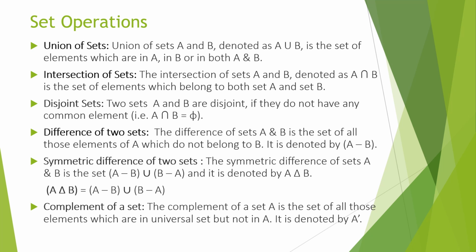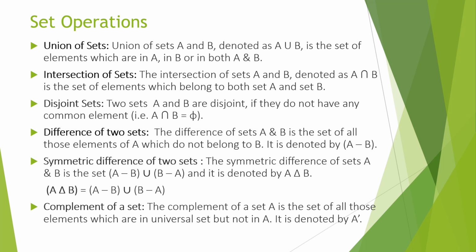Now there are some operations which are defined on sets. Remember, we are going to see all the examples for these concepts. So just now we are just defining the concepts. Union of sets: the union of two sets A and B is denoted by A union B, and it is the set of elements which are in A, in B, or in both A and B.